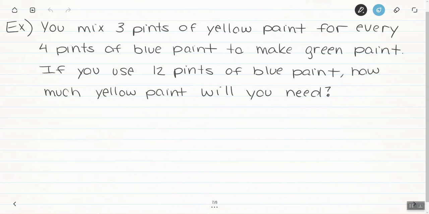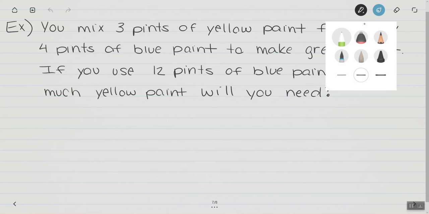So this is a real life application of how you can make the color green if you want a specific color of green paint. So it says you mix 3 pints of yellow paint for every 4 pints of blue paint to make green paint. If you use 12 pints of blue paint, how much yellow paint will you need? So let's read that again because there were a lot of words there. You mix 3 pints of yellow for every 4 pints of blue.